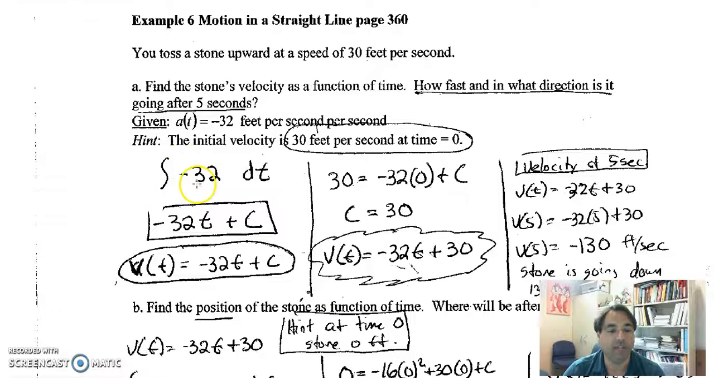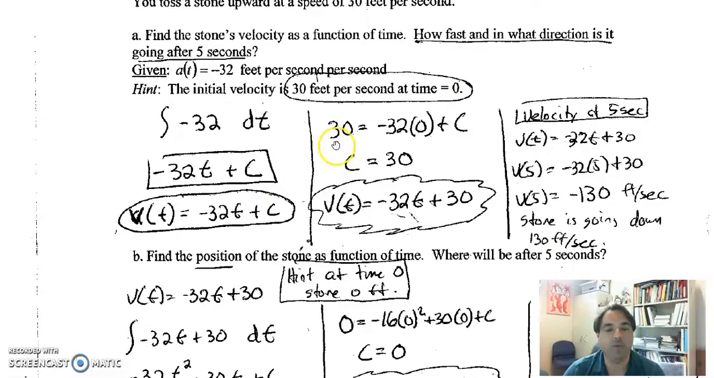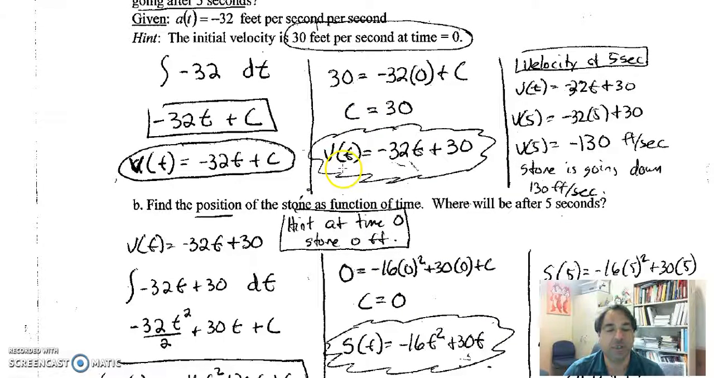So we take the integral of negative 32 with respect to t for time. The integral of negative 32 is negative 32t plus c. So our velocity in terms of time equals negative 32t plus c. But we've got to find out what c is. They gave us in the original problem that the initial velocity is 30 feet per second when time is 0. So 30 equals negative 32 times 0 for time, plus c, and we find that c equals 30. So our velocity function is v of t equals negative 32t plus 30.